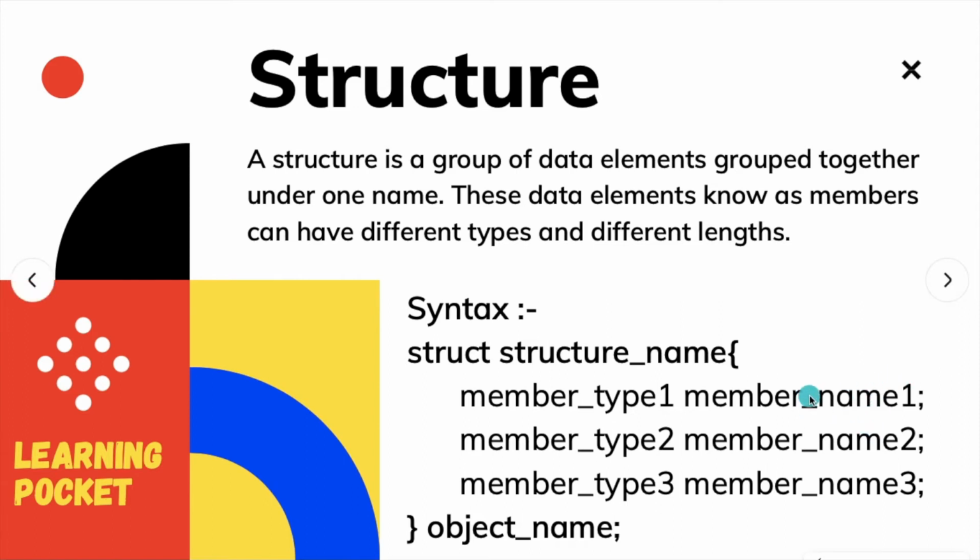It is not a restriction, and at the end I need to write the semicolon. I can also declare an object of that structure within the definition of the structure, and I will be talking about this, what is this obj name, or you can say object name.